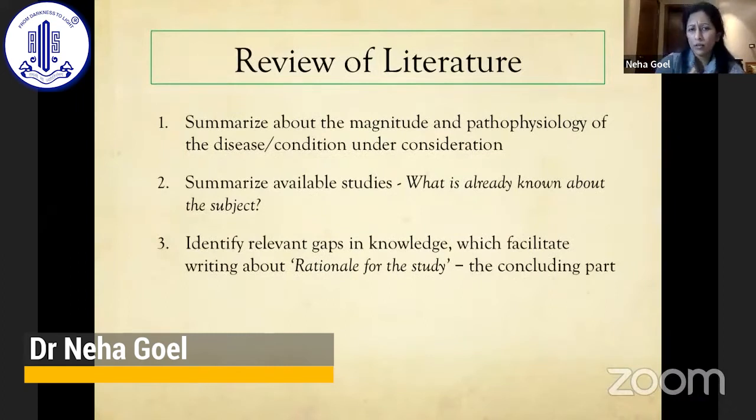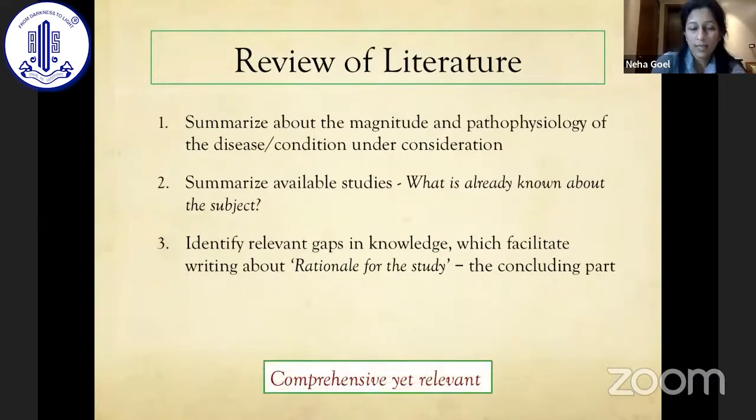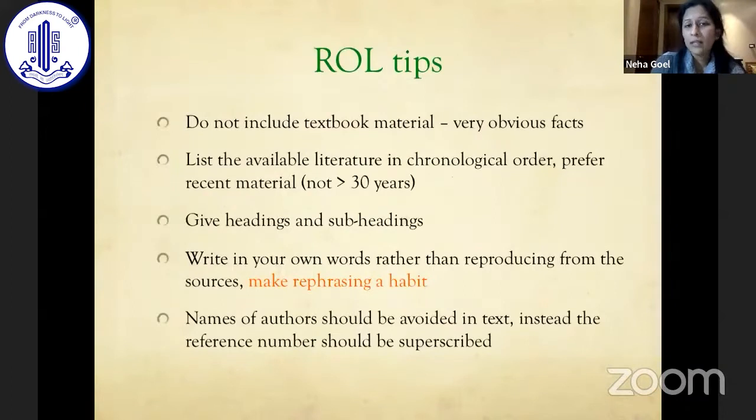Now, there is no need to go into the very detailed pathophysiology, etc. Talk about what is relevant to your topic, and more importantly, summarize the studies which are related to your research question. Then identify the lacunae in literature, and finally, that will lead you to the rationale for your study. So the ROL should be comprehensive yet relevant. Do not include textbook material. Like if you have a thesis on diabetic macular edema, don't start talking about diabetes and how it affects each and every organ. Try not to use articles which are more than 30 years old, just arbitrarily.